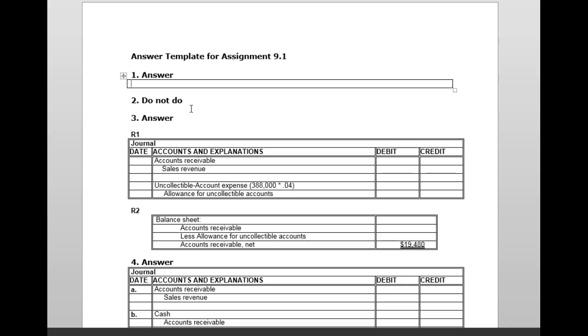Do not do number 2, and we are now looking at number 3. Now, number 3 is looking at uncollectible accounts expense using the percent of sales. There are 3 ways to do this. One is the percent of sales, which looks at the amount of net sales each year. Or you can use an aging method, which looks at the total amount of the accounts receivable that is accumulated over the years. And the final way would be a direct write-off.